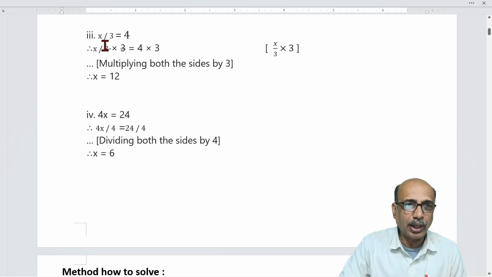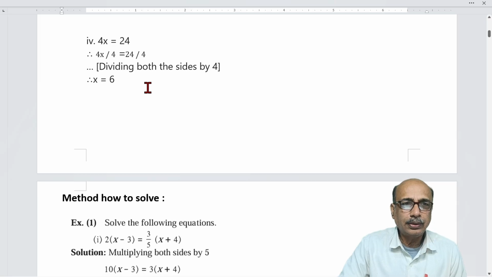Here you see x by 3 equals 4. So multiply x by 3 into 3. 3 is in the denominator here, this is in the numerator, it will get cancelled, equals 4 into 3. Therefore, what is left here is x only, and 4 3s are 12. Like this, x by 3 into 3, the 3 gets cancelled here.